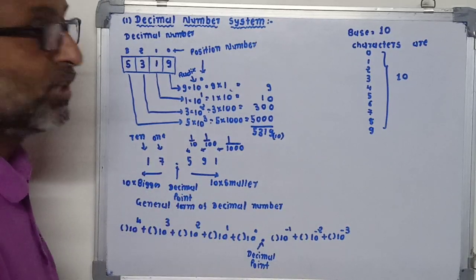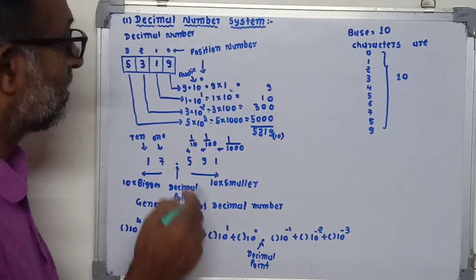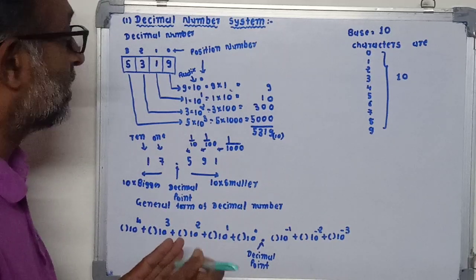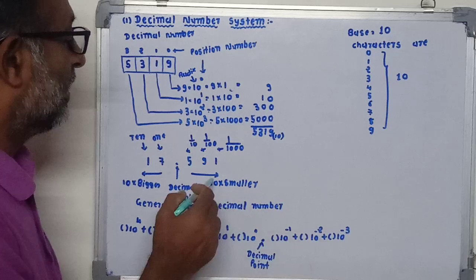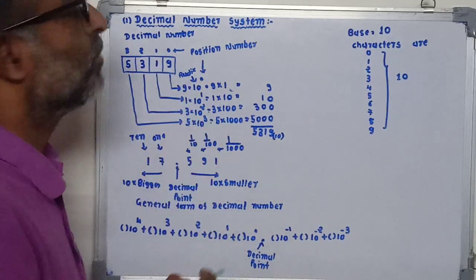But in the case of a fractional number, the weightage of the digits decreases from left to right. That means 10 times smaller. This is the basic decimal number system.